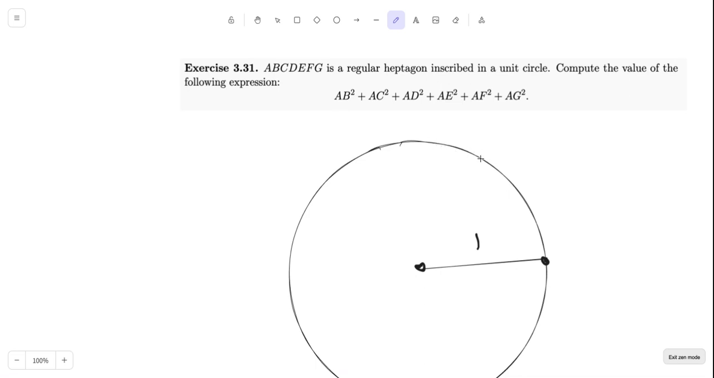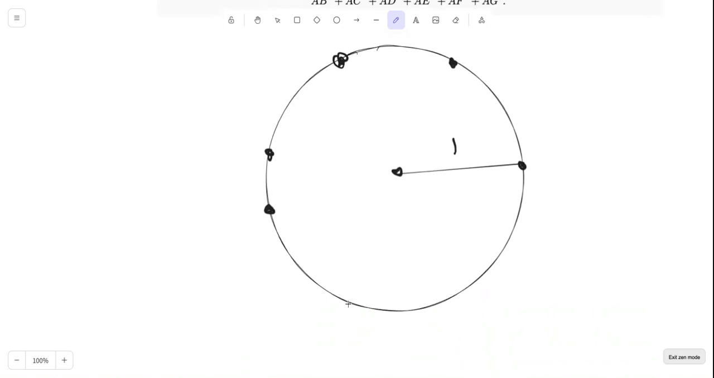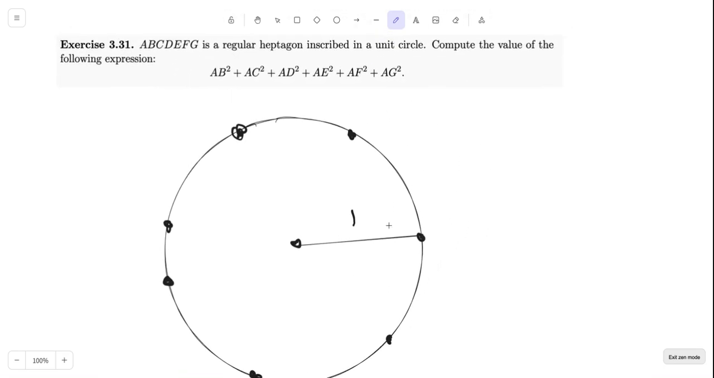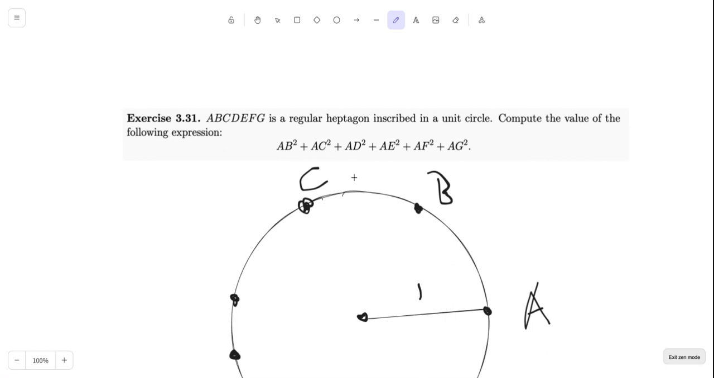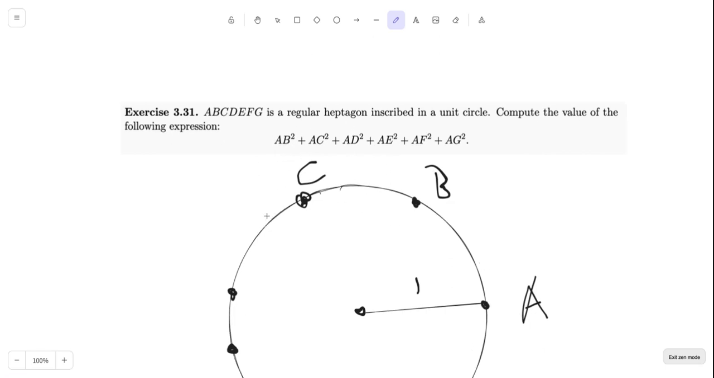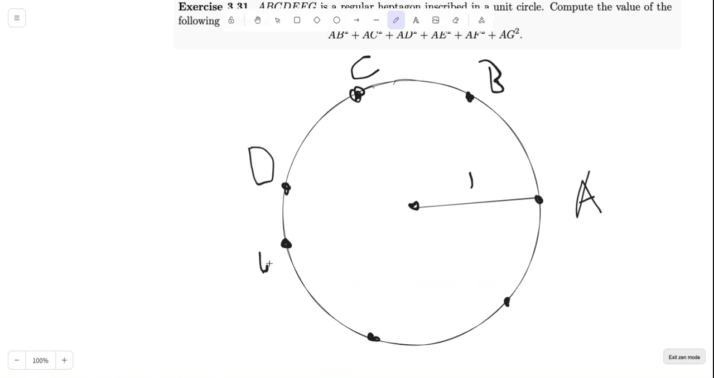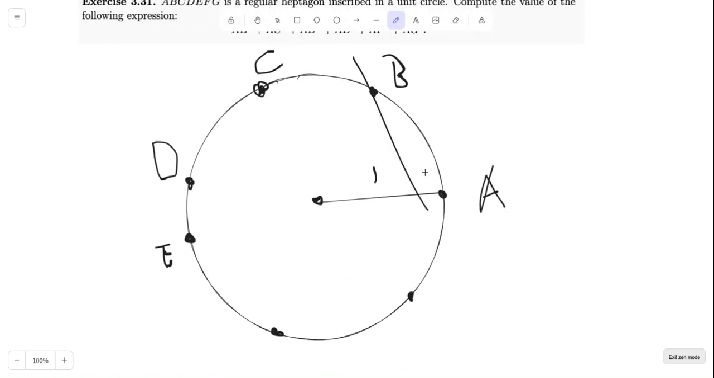It would look like this. Okay, these are its points. They're A, B, C, D, E, F, G. It's asking us to compute the sum of the squares of the distances from A to the other points. So we're gonna have AB, AC, AD, and so on.